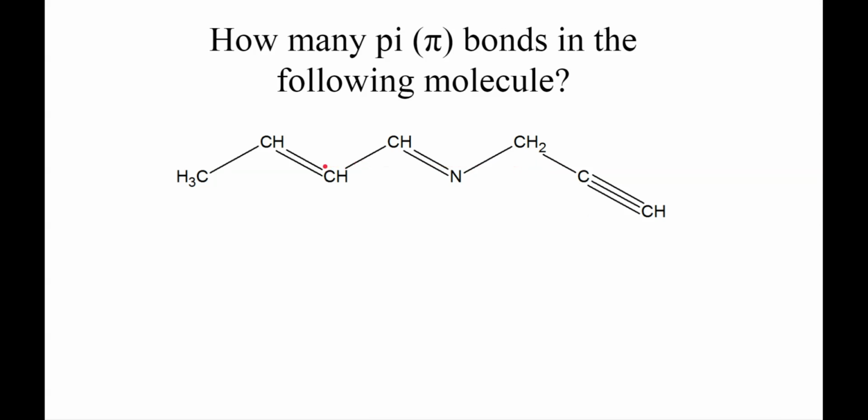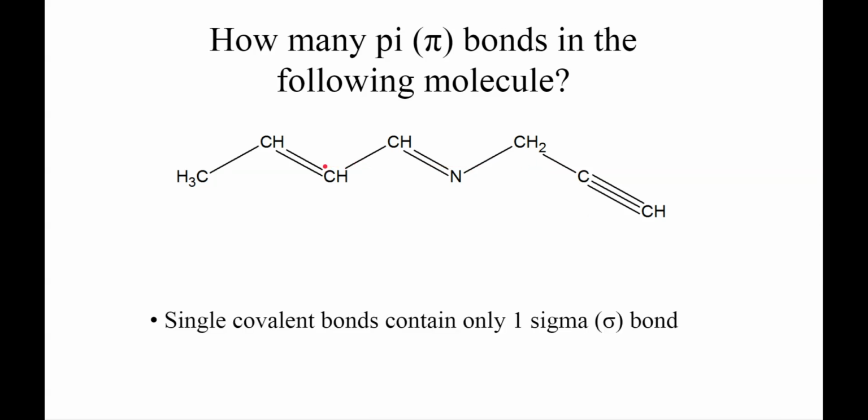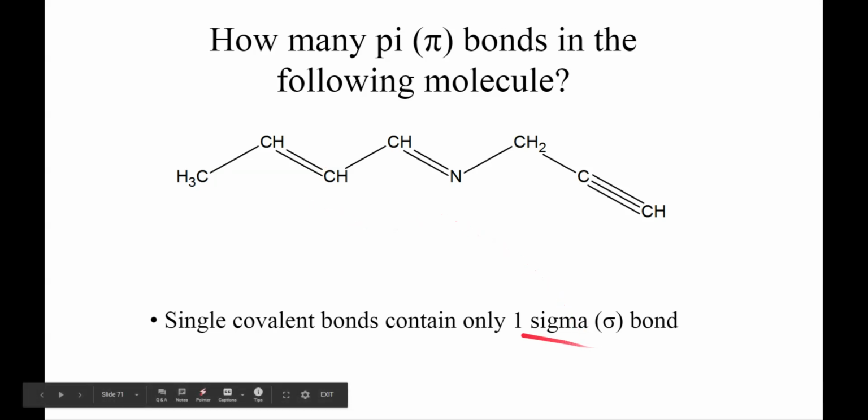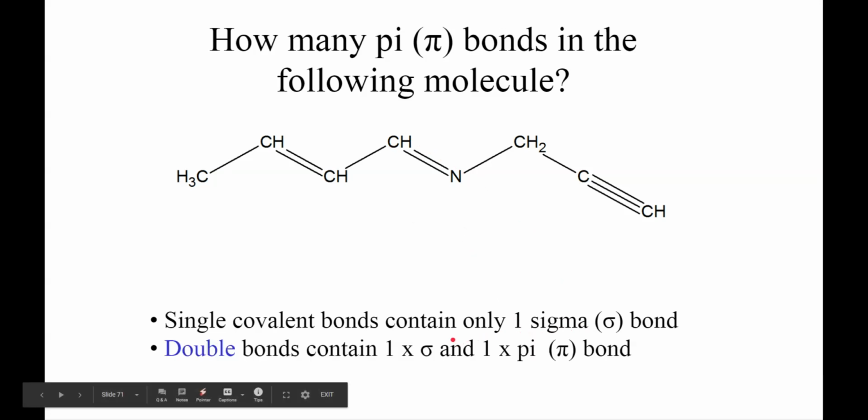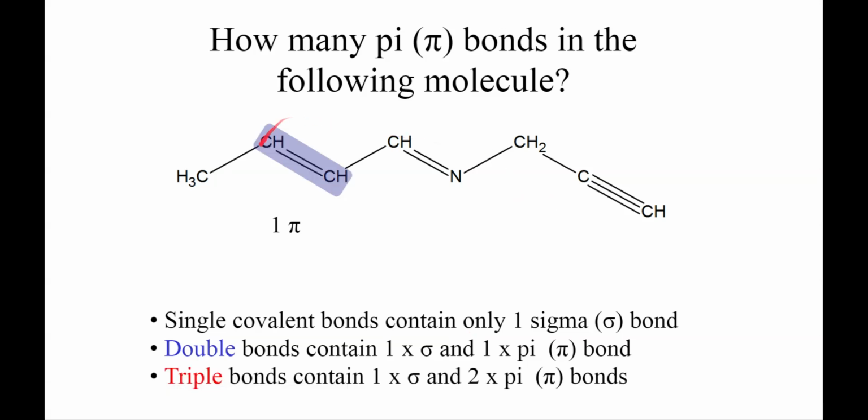So if we want to know how many pi bonds, we need to know first that all of the single bonds have 0 pi bonds. They're only sigma. And a double bond will have 1 pi and 1 sigma, and a triple bond will have 2 pi bonds. So where you see double bonds, there's 1 sigma and 1 pi. Here's 1 sigma and 1 pi. And here's 1 sigma and 2 pi. So to answer this question, there are 4 pi bonds.